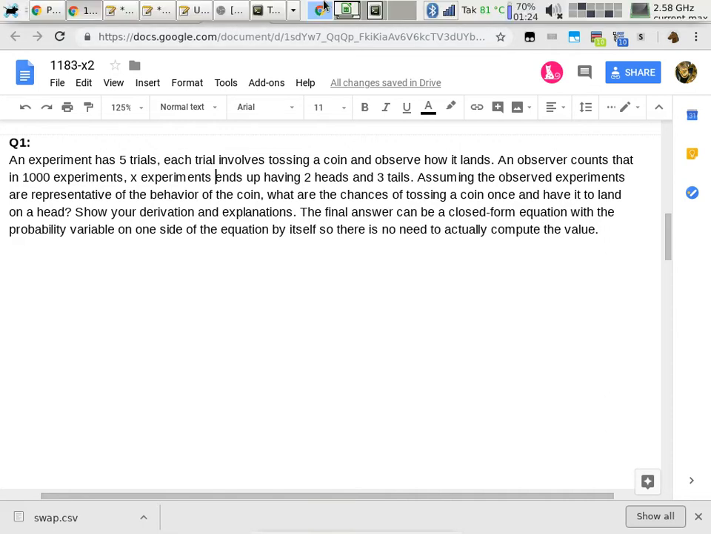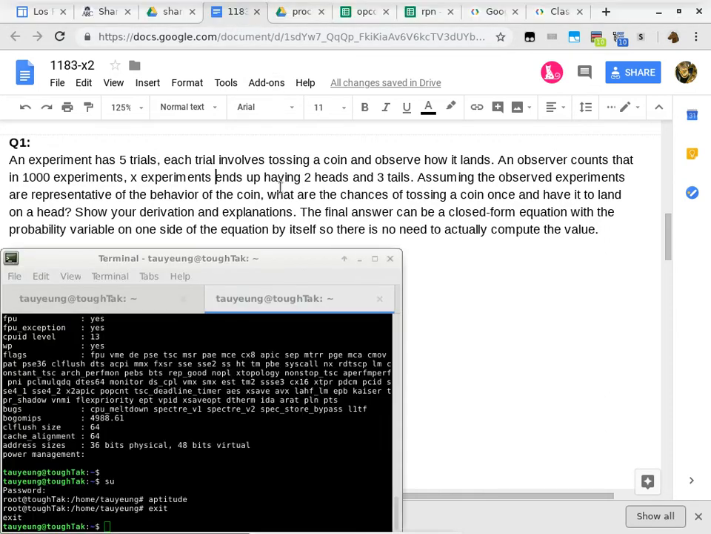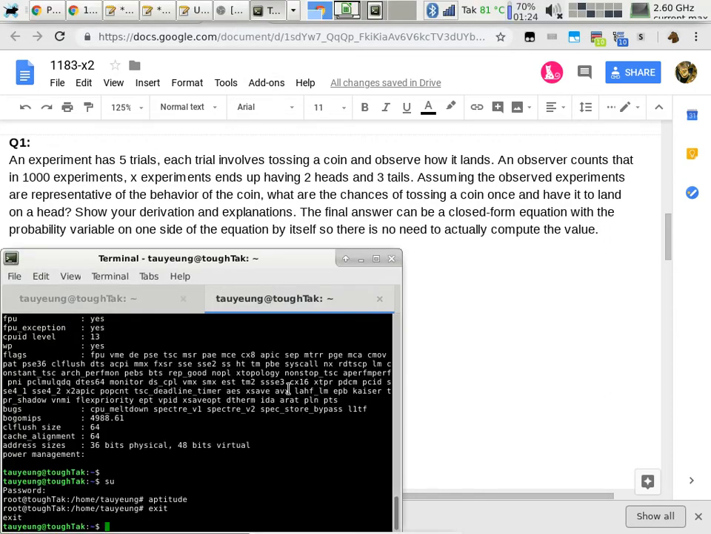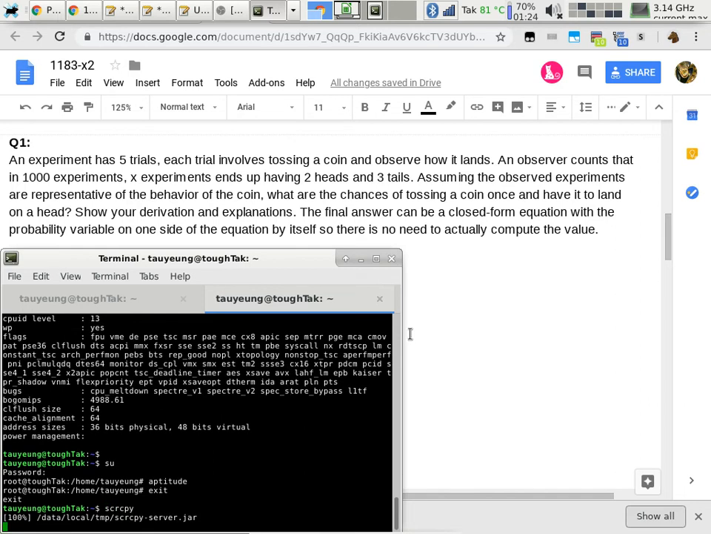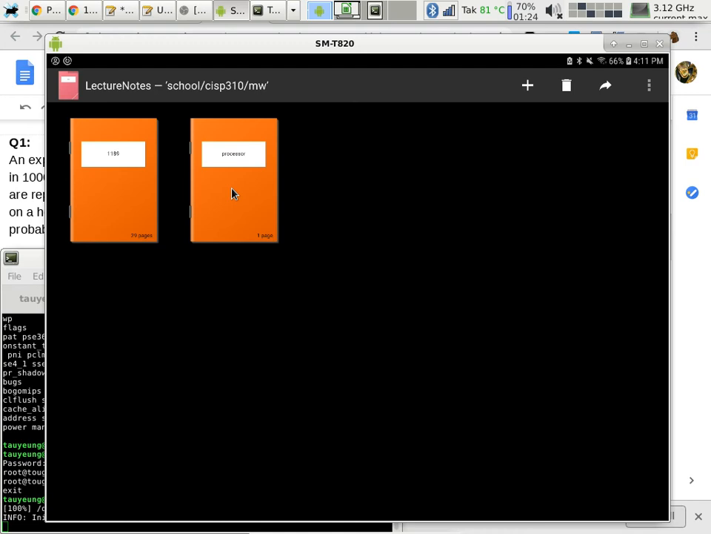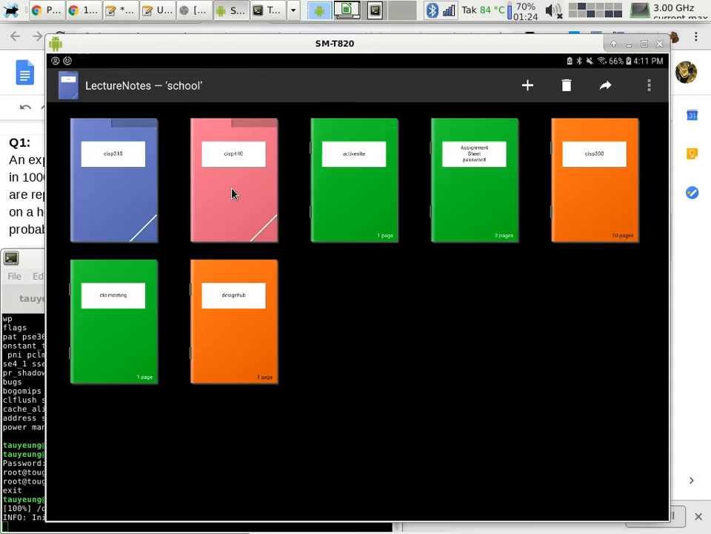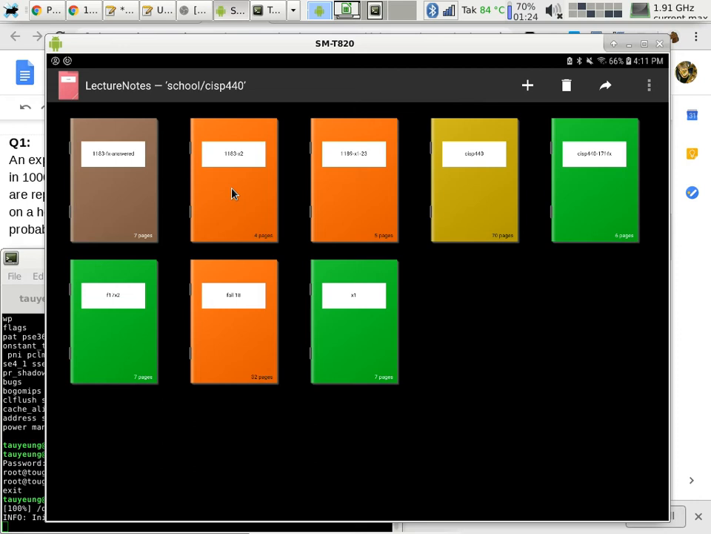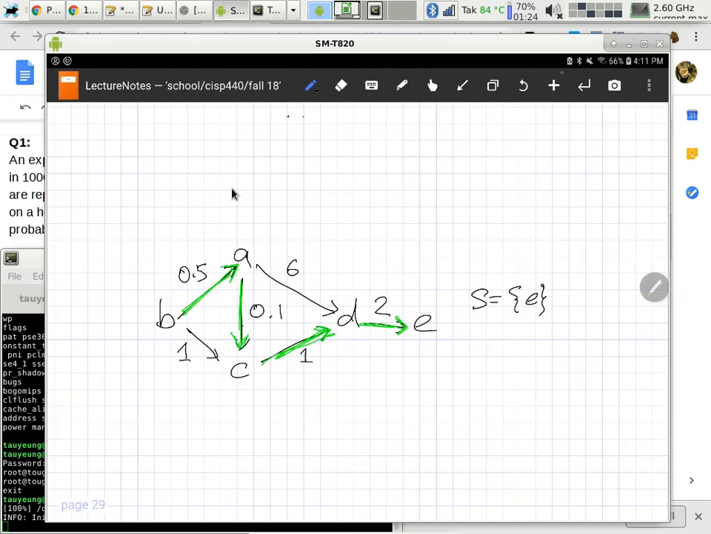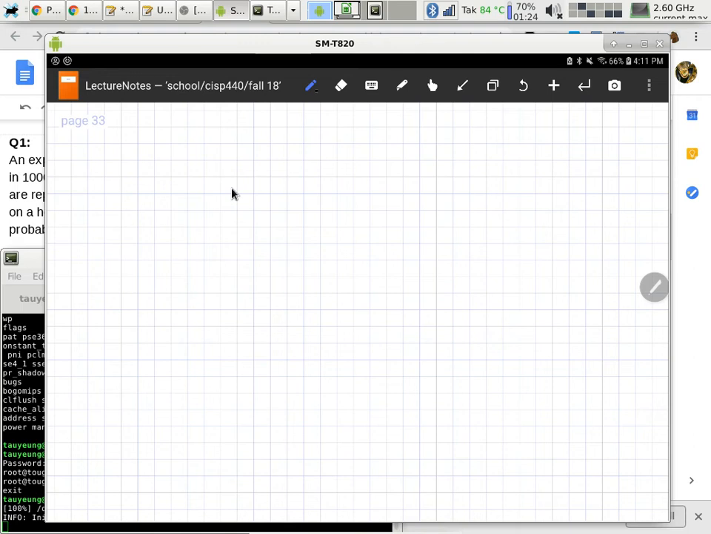I kind of like having my laptop separate from the tablet at the same time, because this way I can do some typing on one side, look at the document, and on the other side I can do the handwriting. Okay, 440. Okay, there we go. Start a new page.